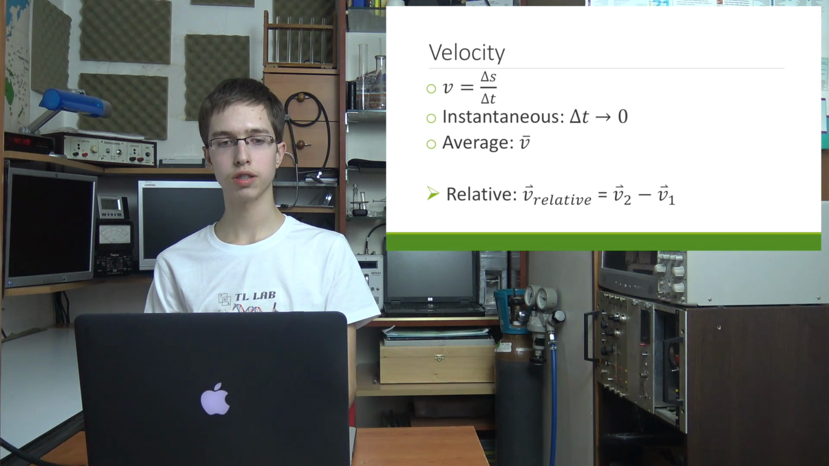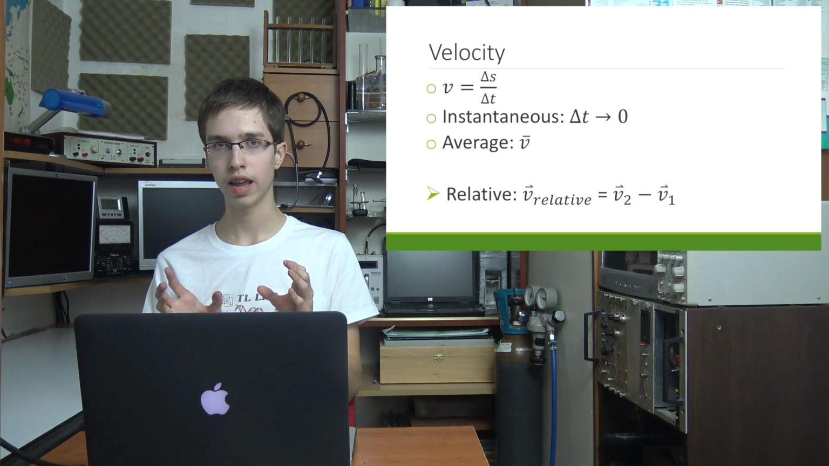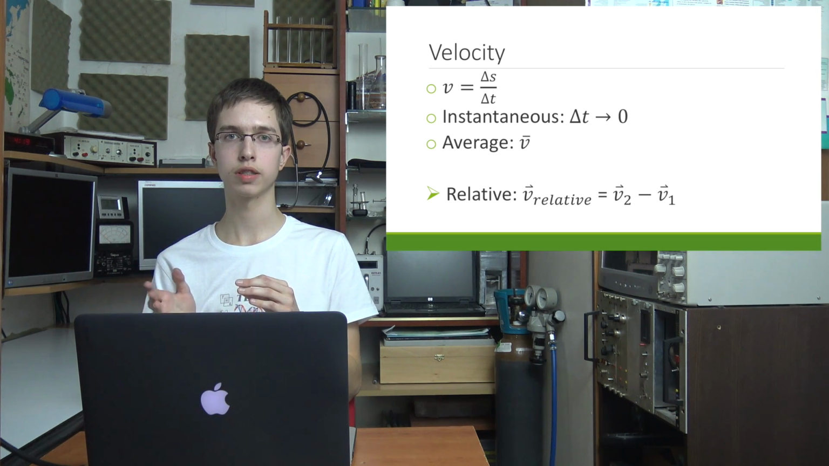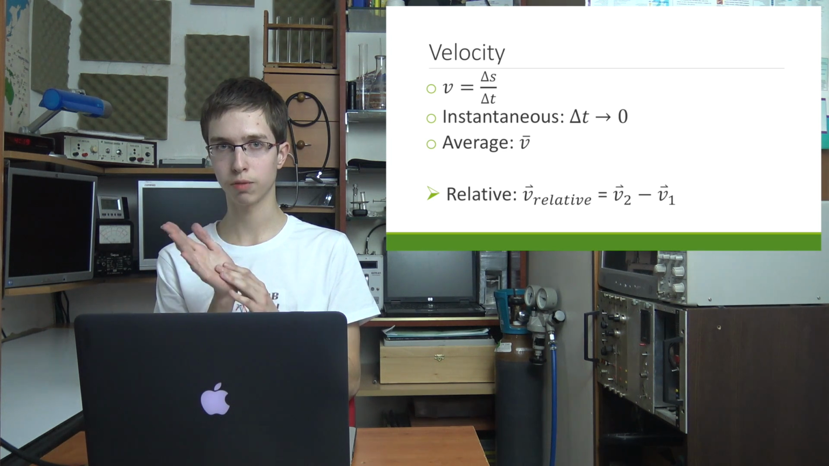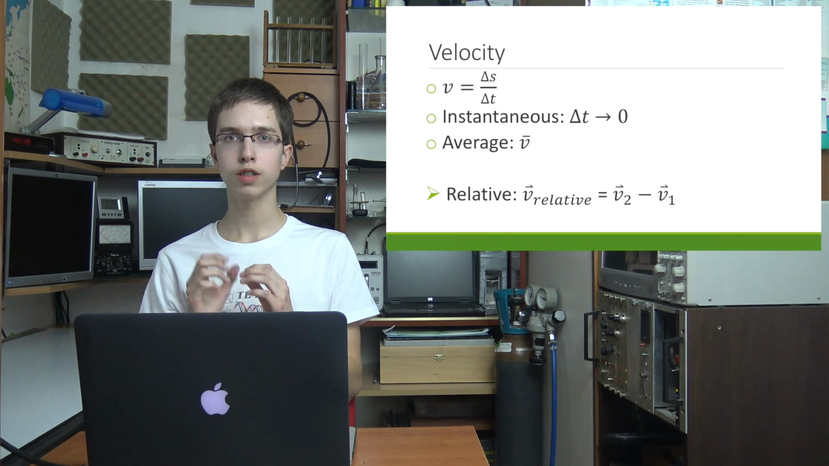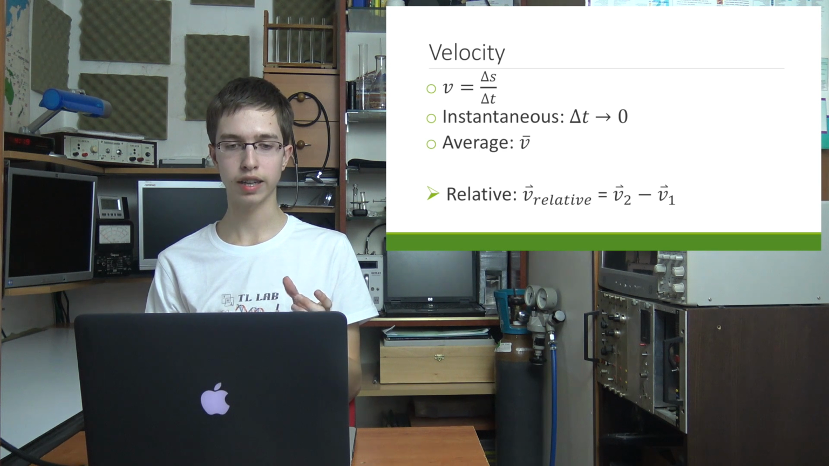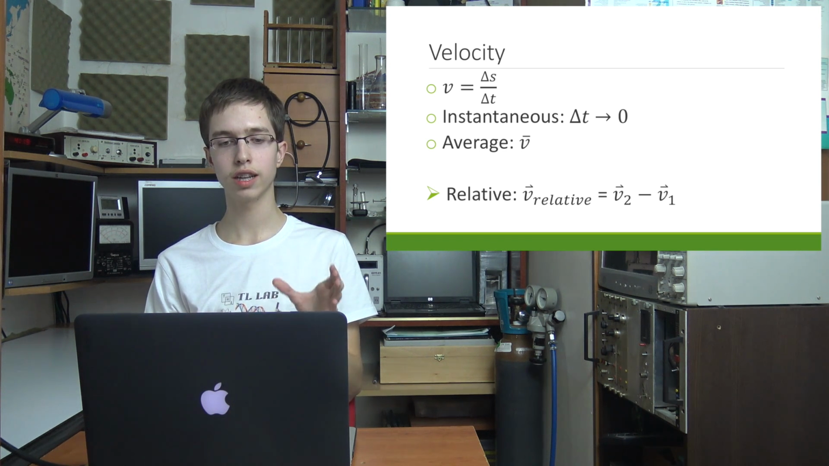And relative velocity is a kind of velocity when we have two bodies, and on the first body, for example, is an observer, who observes the second body, and the first body and the second body have some speeds, so relative speed is their difference.